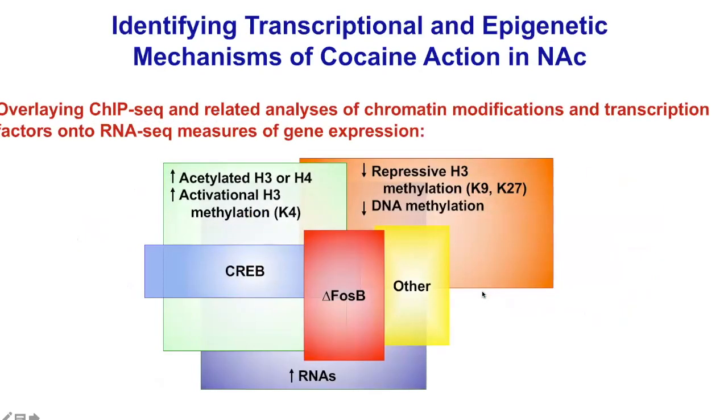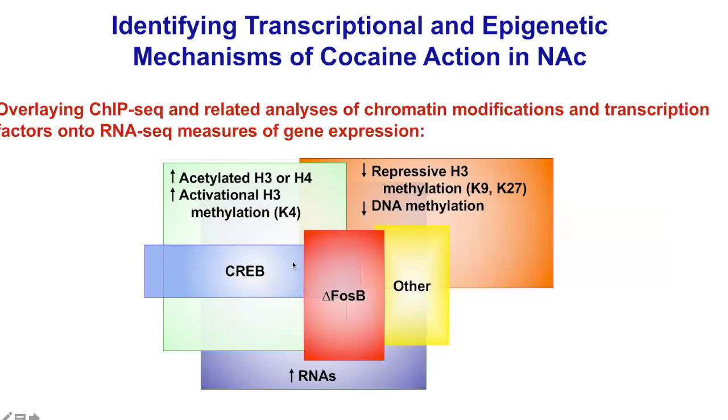The approach we took when we moved to Mount Sinai is to use next generation sequencing. So RNA sequencing to capture RNAs that are upregulated, another set that are downregulated in animal models of drug exposure. Then overlay on top of RNA sequencing, ChIP sequencing and related measures to identify changes in chromatin that would reflect or even mediate, in some cases, those altered transcriptional states, ChIP sequencing for transcription factors, and so on.